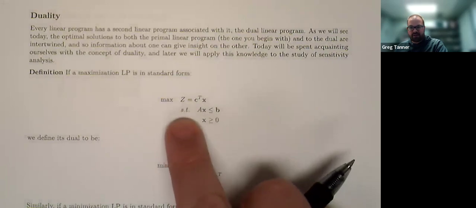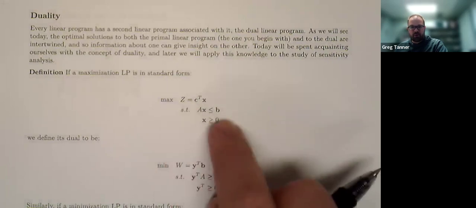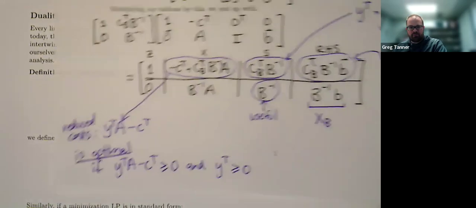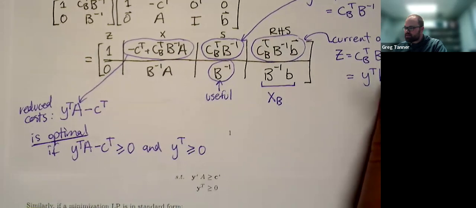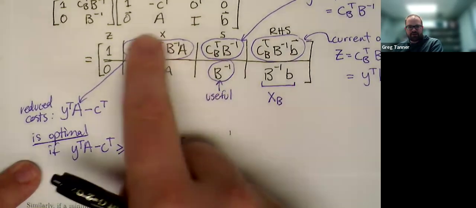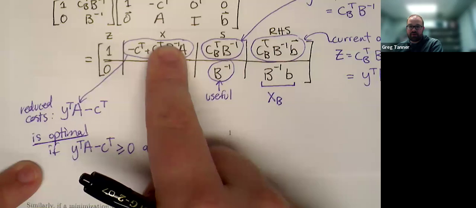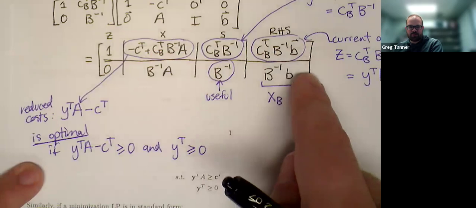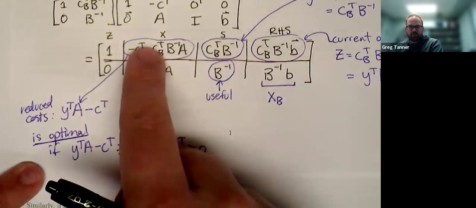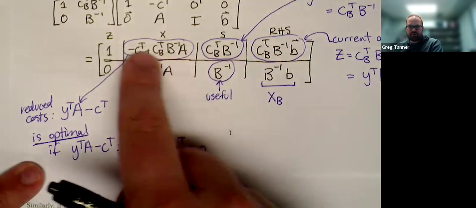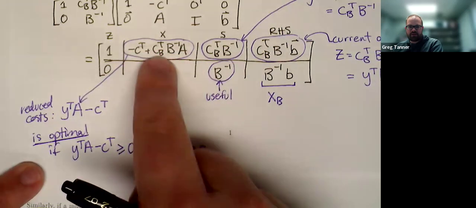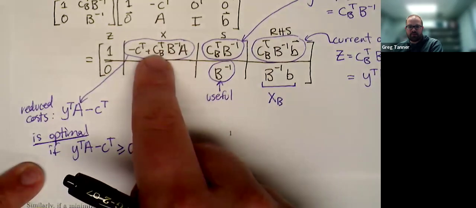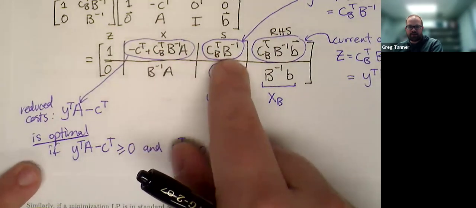So if we've got a maximization problem in standard form, it looks like this. Rewinding and looking back at our fundamental insight, we saw that our final tableau, after pivoting, and let's say we've kept pivoting until we reached an optimal solution, looks like this. And then we said, well, this is an optimal solution if all the values in the objective row are greater than or equal to 0. So this is greater than or equal to 0, and this is greater than or equal to 0.